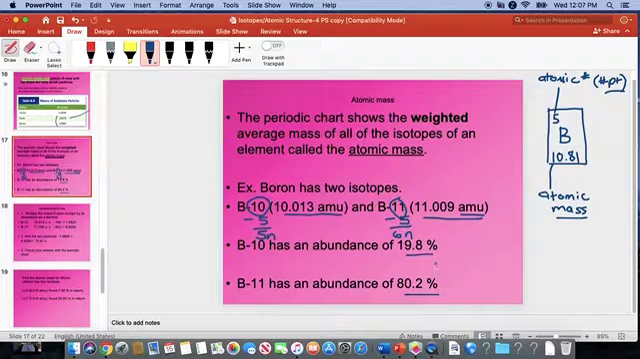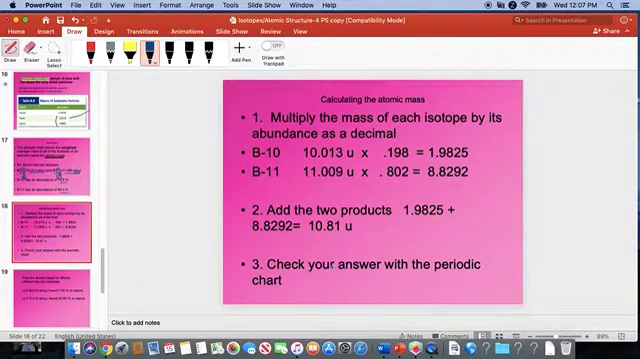So to figure out the average mass of all the isotopes of boron, you have to do a weighted average. And you've done a weighted average before, probably in math class. So we're going to look at how to do a weighted average. All right, so the first thing you do is you take the exact mass. Again, U is just an abbreviation for AMU. Just like grams, you can abbreviate with a G. You can shorten this to U. So this is the mass of boron 10, and this is the mass, the exact mass of boron 11.